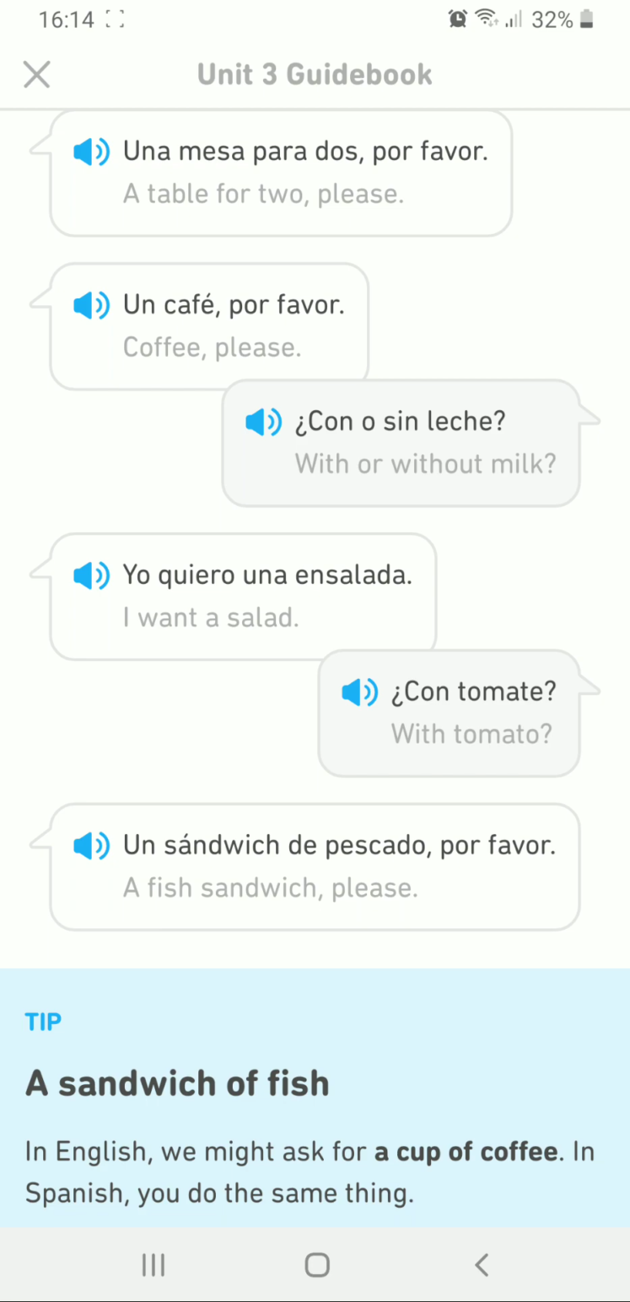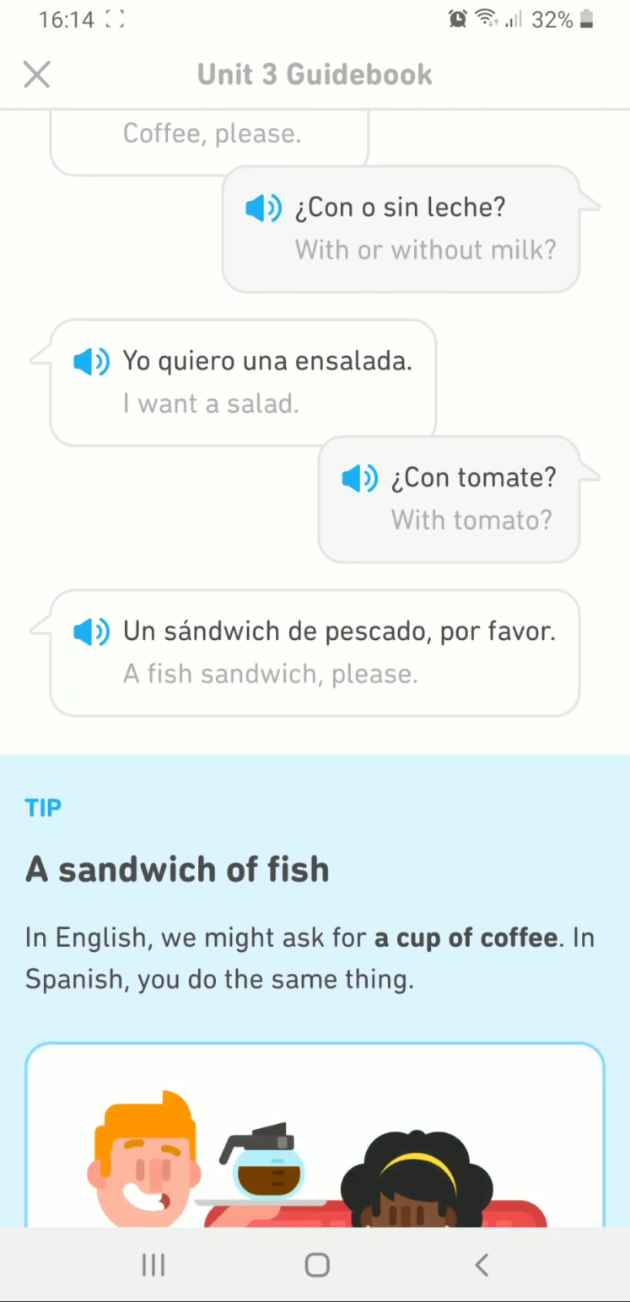So, yo quiero una ensalada. I want. So, this is the verb querer. Querer means to want, but it is not a regular verb. It's irregular, therefore that's why it is like this. Yo quiero. Notice there is an I before the E. So, yo quiero una ensalada. Ensalada is salad. Con tomate. With tomato.